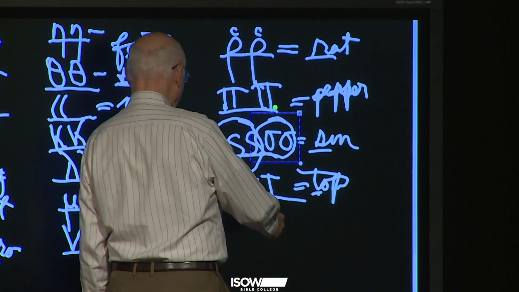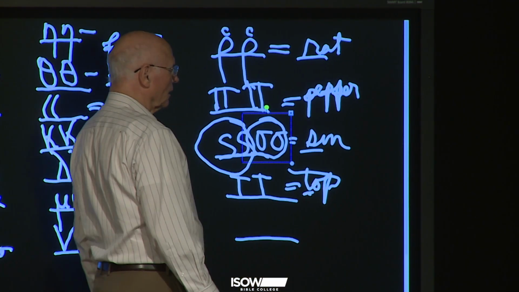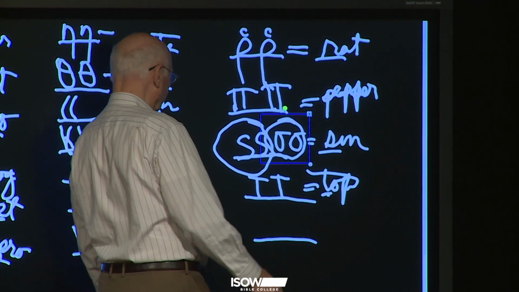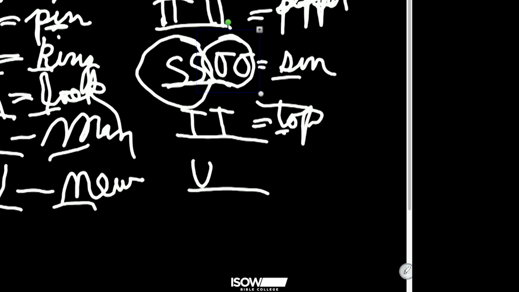The next letter is the upsilon, which looks exactly like the English U. And it is pronounced like the U in put.